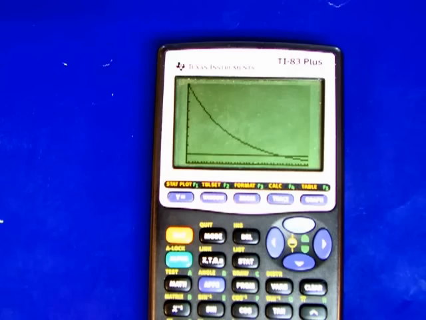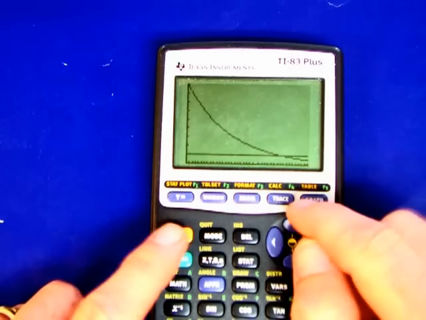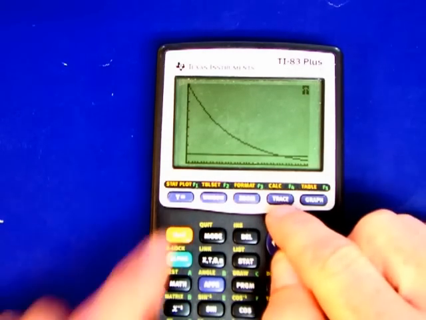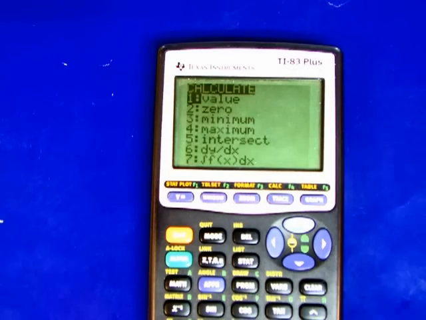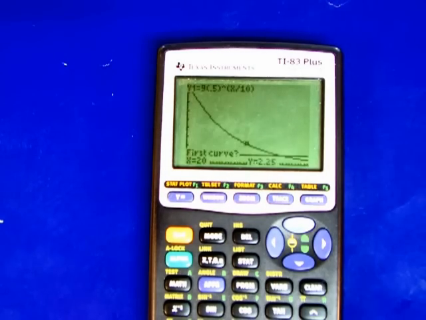And there we can see the intersection. Now I'll show the intersection here for the 8384. We'll go second, Calc, and that gives us our screen. And what do we want? Intersect. It asks us, we only have two functions, so the first one, hit enter.